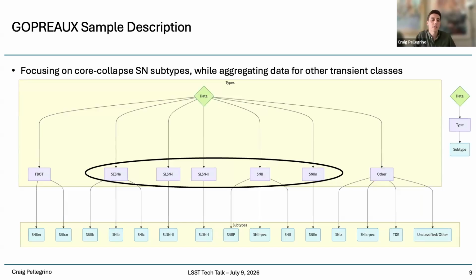So first, let me discuss the sample that we're working with. We have about 1,300 transients in our sample, most of which are supernovae. This little mermaid chart here shows the breakdown of how we've split up our supernovae into different types and subtypes. This is mostly motivated by the fact that we're focusing internally on core collapse supernova subtypes.